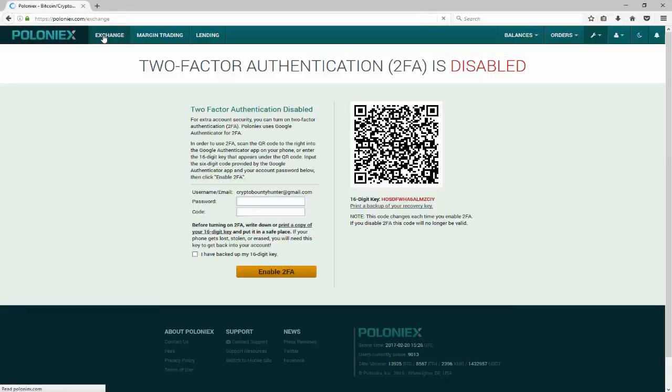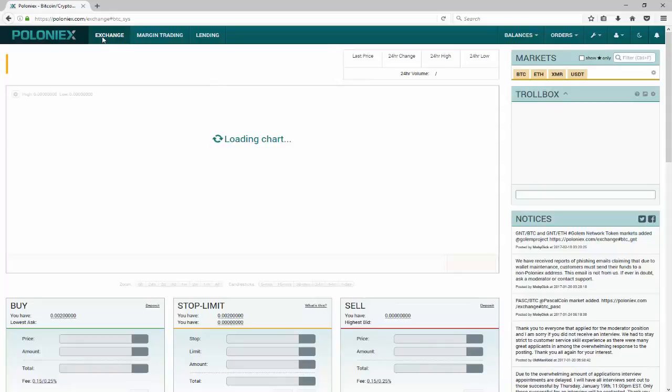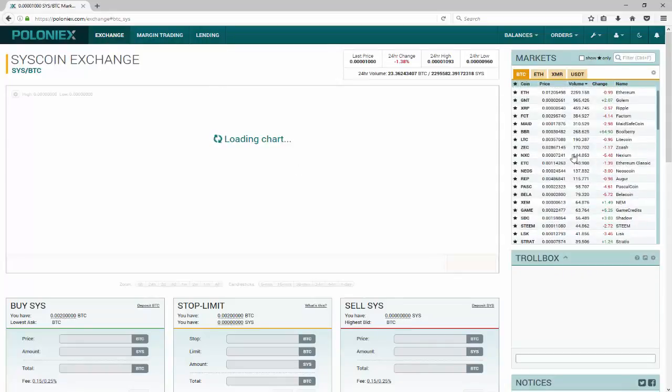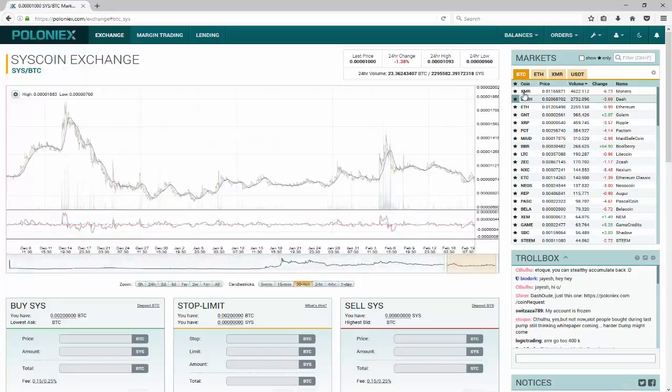So let's look at trading and some of the trading options. So you have various different tabs here. You have exchange, margin trading, and lending. So under exchange, these are all just spot markets. So as you can see here, you can see all the different types of markets here. You have the coin, so this is the abbreviation of the specific market. So this would be Monero, Dash, Ethereum, Golem, Ripple.